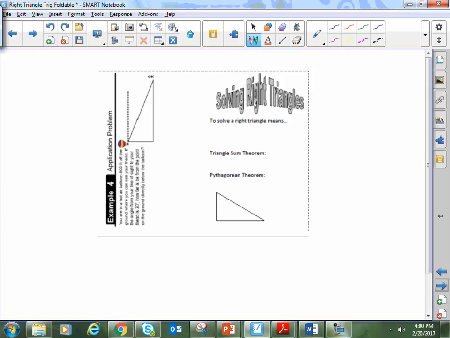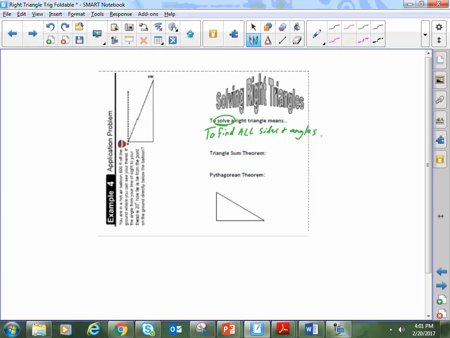The last thing we're talking about here is more of a definition. To solve, there's a key word. To solve a right triangle means basically to find everything that you can. Anything that you can find, you need to find. Find all of the sides and all of the angles.